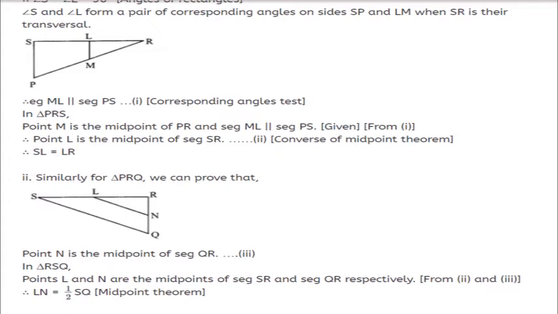So here we have point M as the midpoint of PR, only one midpoint, and segment ML is parallel to segment PS. So we can apply the converse of the midpoint theorem here and say the other point L is the midpoint of segment SR. Therefore, since L is the midpoint of segment SR, we can write SL is equal to LR. Now coming to the second part, we have to prove LN is equal to half of SQ.